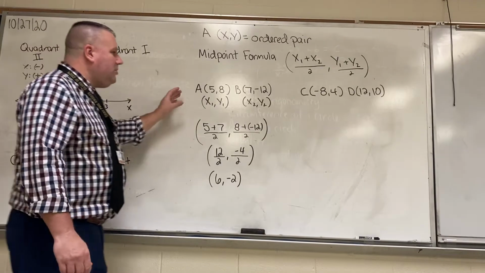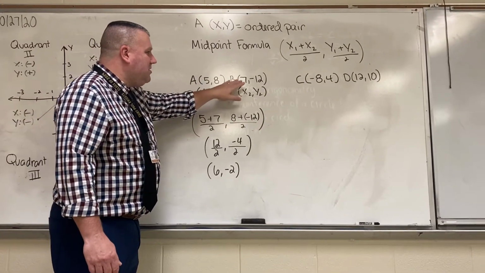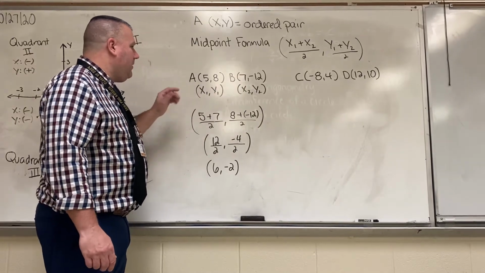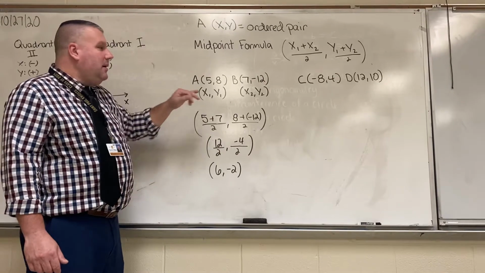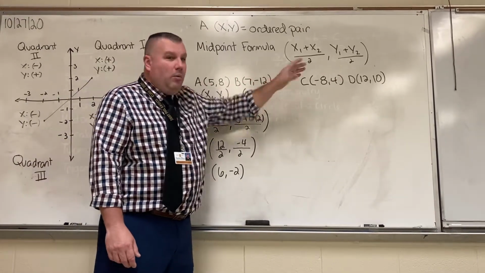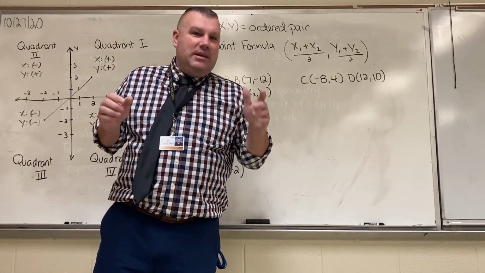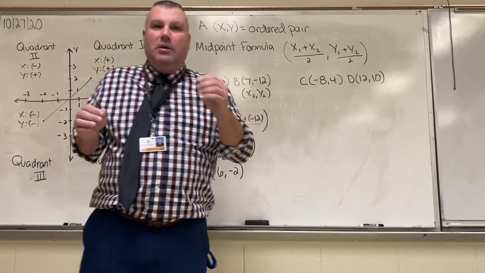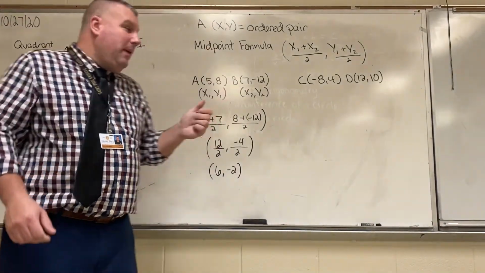So let's say that we have 2 points. I have point A, which is 5, 8, point B, which is 7, negative 12. Okay, the first point is x1, y1. The second point is x2, y2. If there was a third point, it would be x3, y3. Okay, remember your ordered pairs are always x's and y's. It is never x1, x2, y1, y2. That is incorrect. It's always an x and a y in an ordered pair.